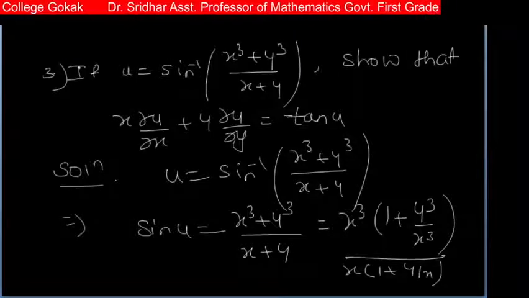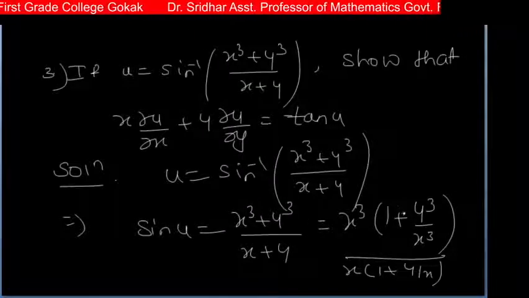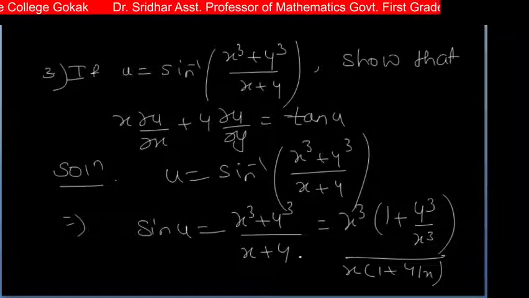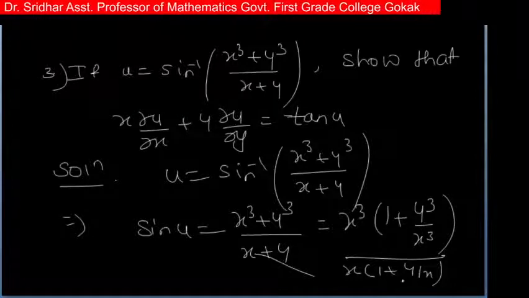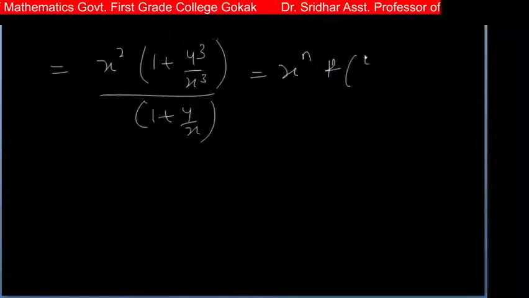The x's get cancelled, which gives x square into (1 plus y cube by x cube) divided by (1 plus y by x). Here I take x cube common, 1 plus y cube by x cube, and in the denominator x common, 1 plus y by x remains. Then x cancels, which is equal to x square into (1 plus y cube by x cube) divided by (1 plus y by x). So this is of the form x raised to n f of y by x.